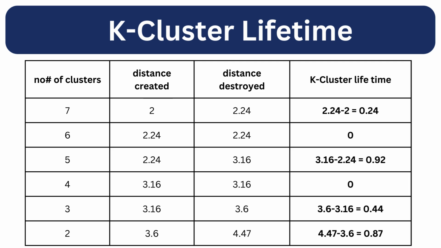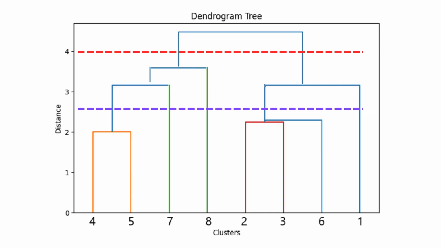Now we will see which clusters were more stable. So the 7 clusters lifetime was 0.24, 6 clusters lifetime was 0, 5 clusters lifetime was 0.92, 4 clusters lifetime was 0, 3 clusters lifetime was 0.44 and 2 clusters lifetime was 0.87. So we can see that 5 clusters and 2 clusters survived longer than the other clusters. So we cut the dendrogram tree at that point.